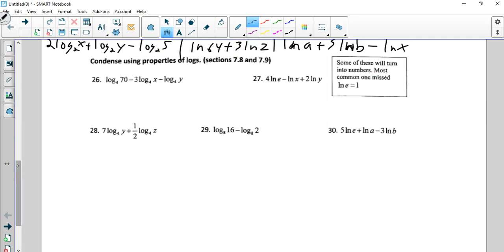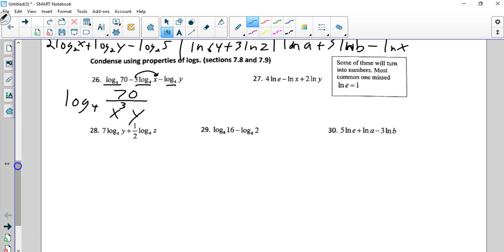Condense. So we're going to write log 4 only one time. That's it. Once I'm done, cannot be tempted to write it again. Everything subtracted is going to go on the bottom. Okay? So the 7 is going to go on top. This 3 is going to become the exponent of the x. And there's no exponent on the y. So that goes on the bottom like so.